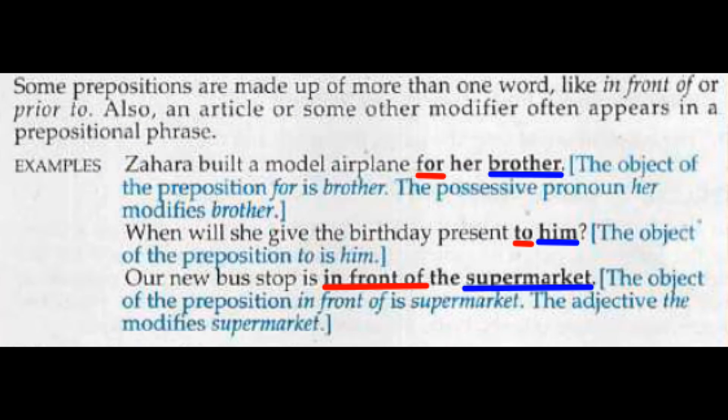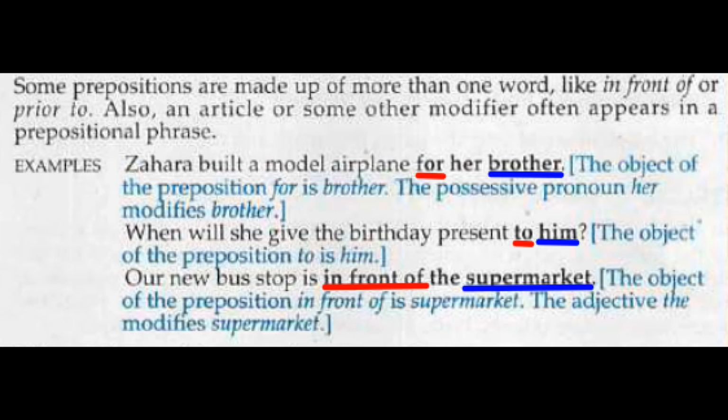Okay, some prepositions are made up of more than one word, like in front of or prior to. Also, an article or some other modifier might appear in a prepositional phrase. So let's look at some examples. Zahara built a model airplane for her brother. The object of the preposition is brother. The possessive pronoun her modifies brother. So the whole prepositional phrase is for her brother.